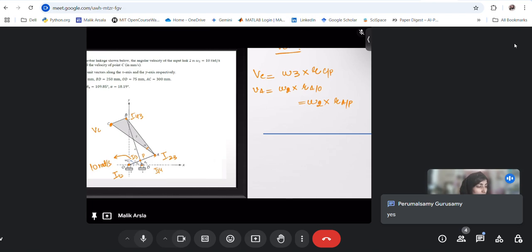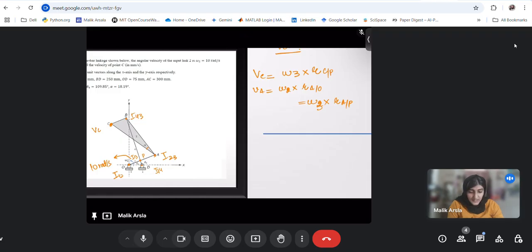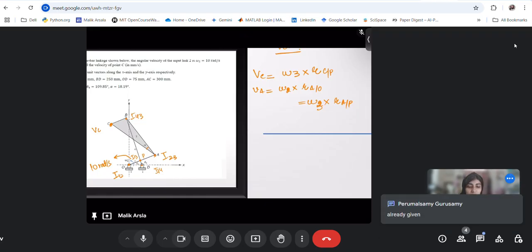Yeah. So now omega 2 has been given in the question. RAO needs to be found, RAP needs to be found, right? So first we need to express this, and from here we will get omega 3. So how do we find RAO? How will we find this RAO? In the previous question, what we found out, no, RAO is not already given.